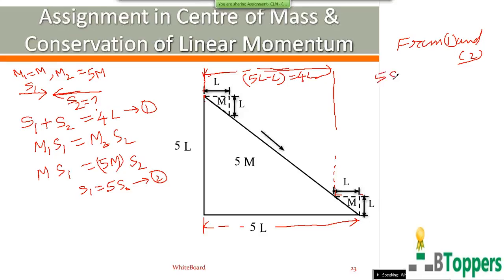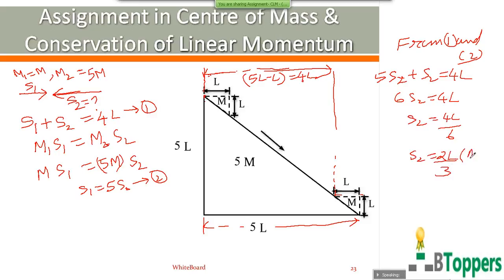So you get 5S2 plus S2 equal to 4L, or 6S2 equal to 4L, or you can write S2 equal to 4L by 6, or 2L by 3. So S2 is the horizontal distance moved by the bigger prism to the left side with respect to a stationary observer on the earth. So that is the answer. If you want to copy the solution of this problem, you can take a pause and copy the solution of the problem.